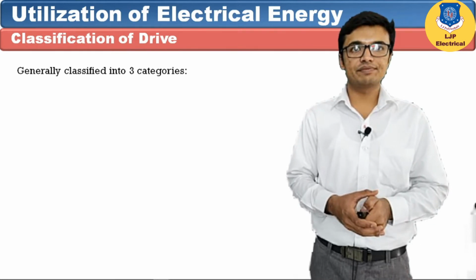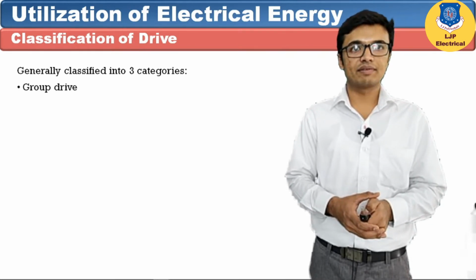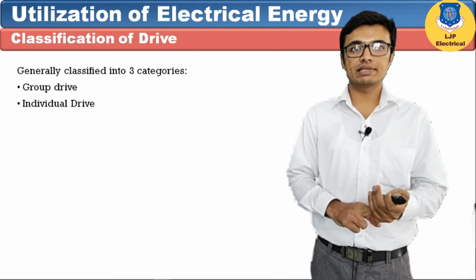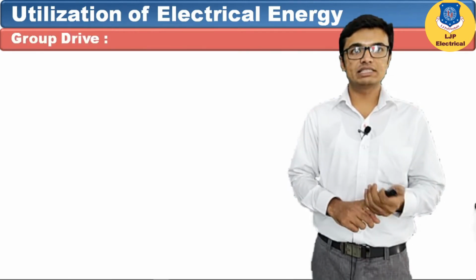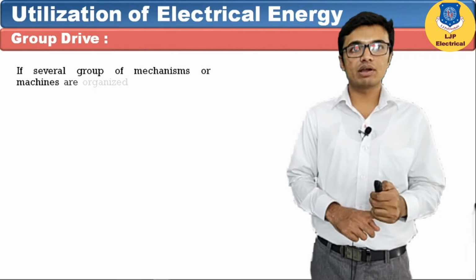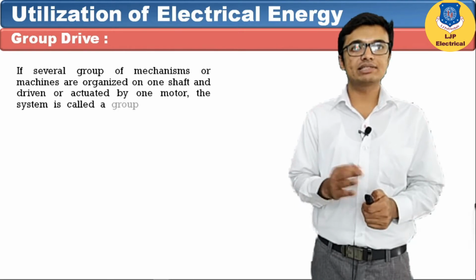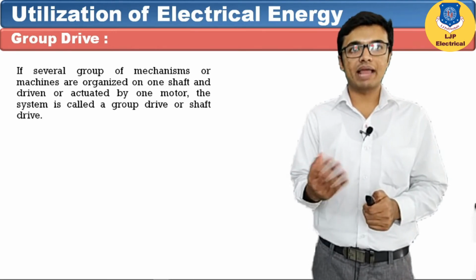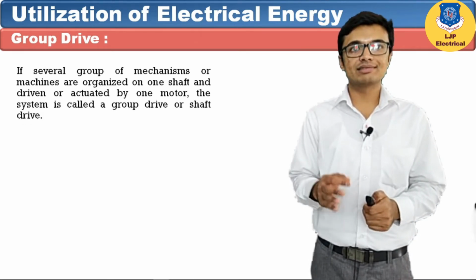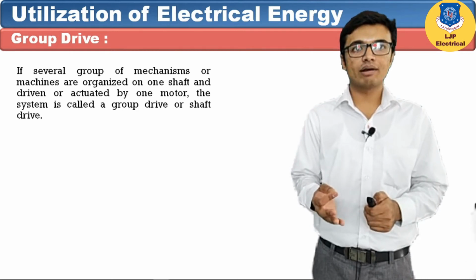Generally, drives are classified into three categories. The first one is group drives, then individual drives, and the last one is multi-motor drives. Let's see the group drive. Several mechanisms or machines are organized on one shaft and driven or actuated by one motor. This system is called a group drive or a shaft drive.